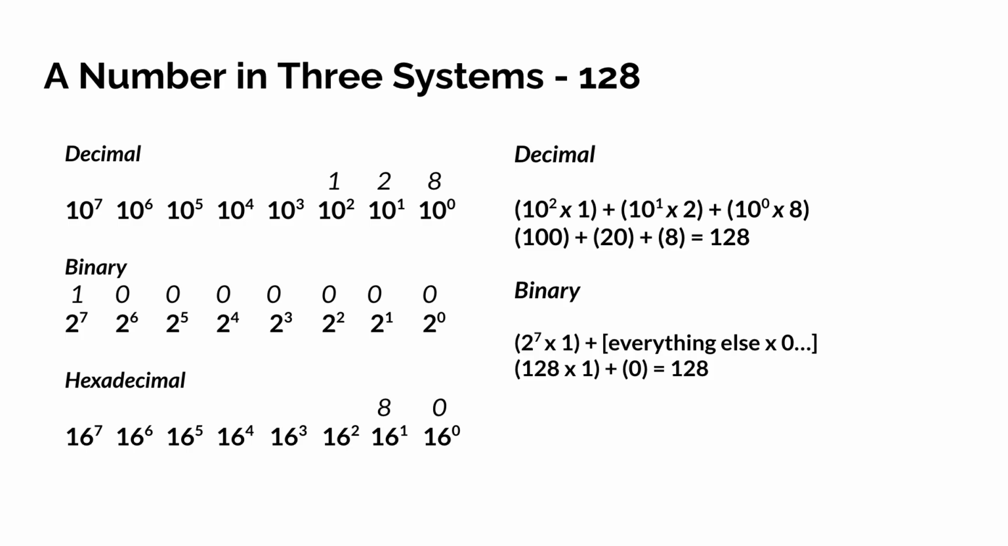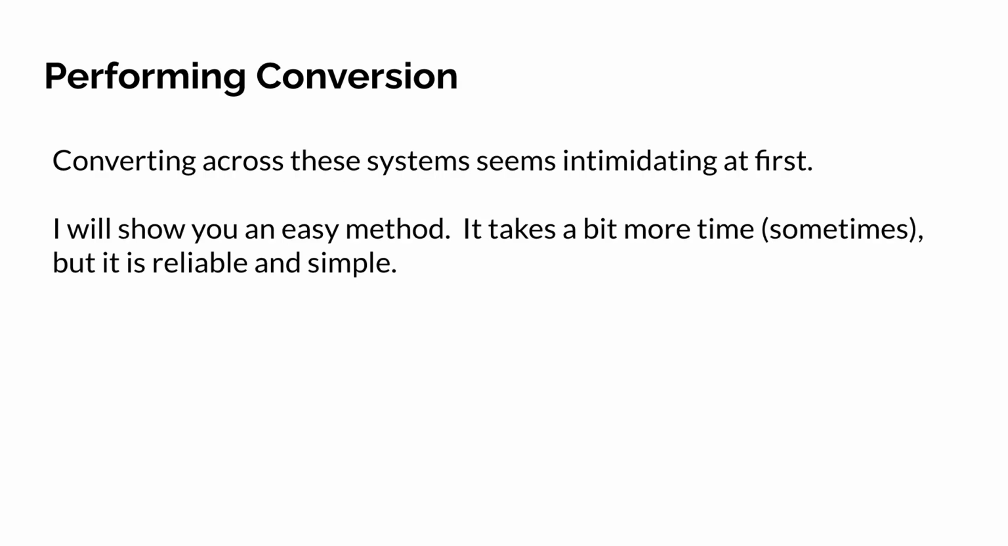So that's 128 times 1. In hex, it looks like this: 16 to the 1 times 8 plus 16 to the 0 times 0. So 16 times 8 is 10 times 8 plus 8 times 6, right? So 10 times 8 is 80. 8 times 6 is 48. 80 plus 48 is 128. Or you can just say 16 times 8 if you don't break things out like I do.